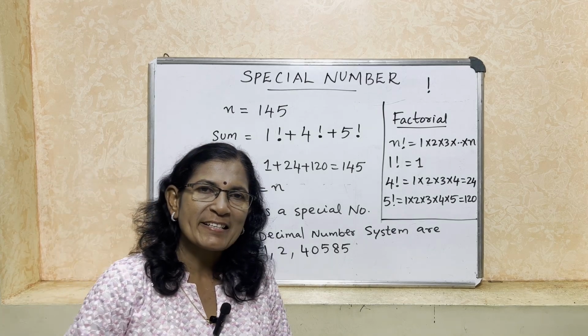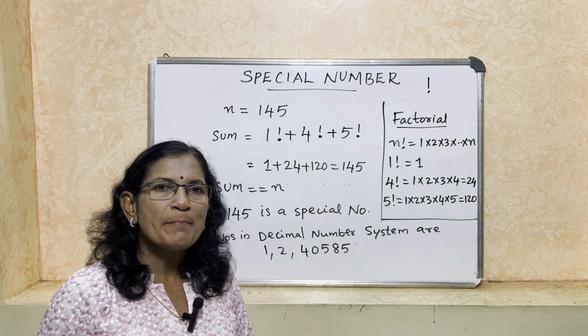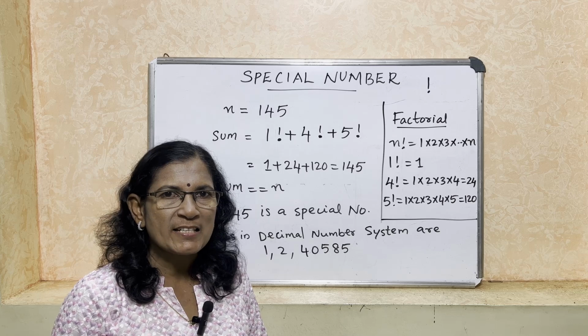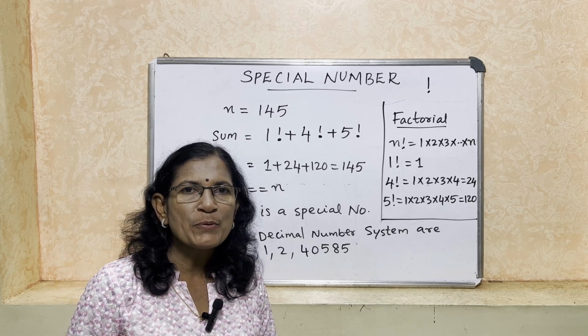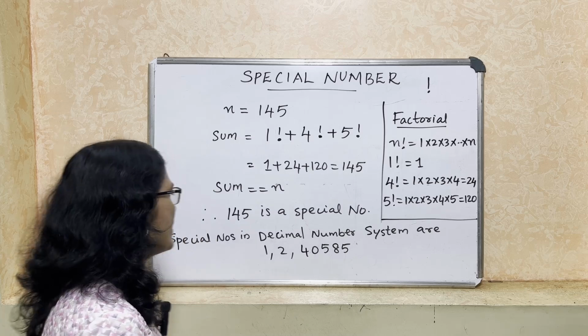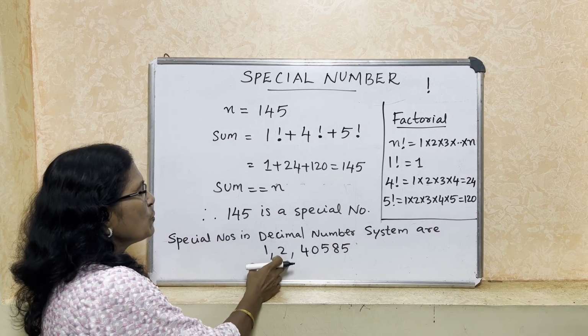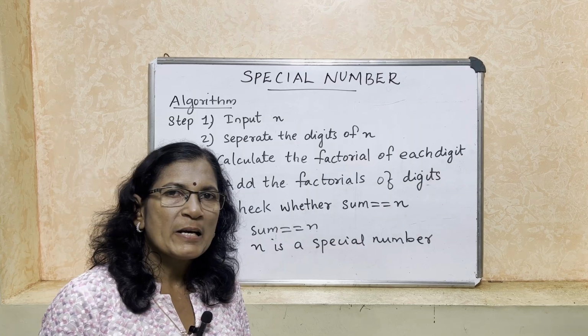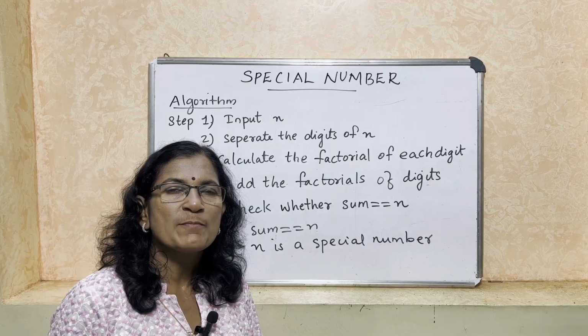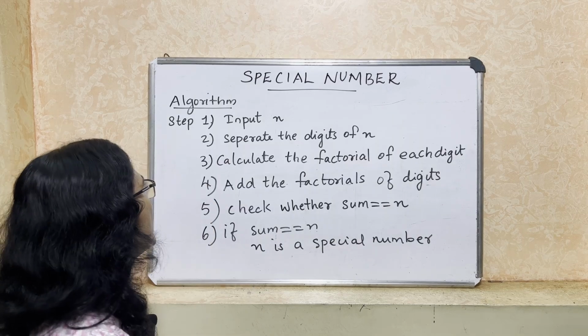An interesting fact is that in the base 10 number system, that is the decimal number system, we have only very few special numbers. They are 1, 2 and 40,585. Now, let's look at the algorithm to solve this problem.